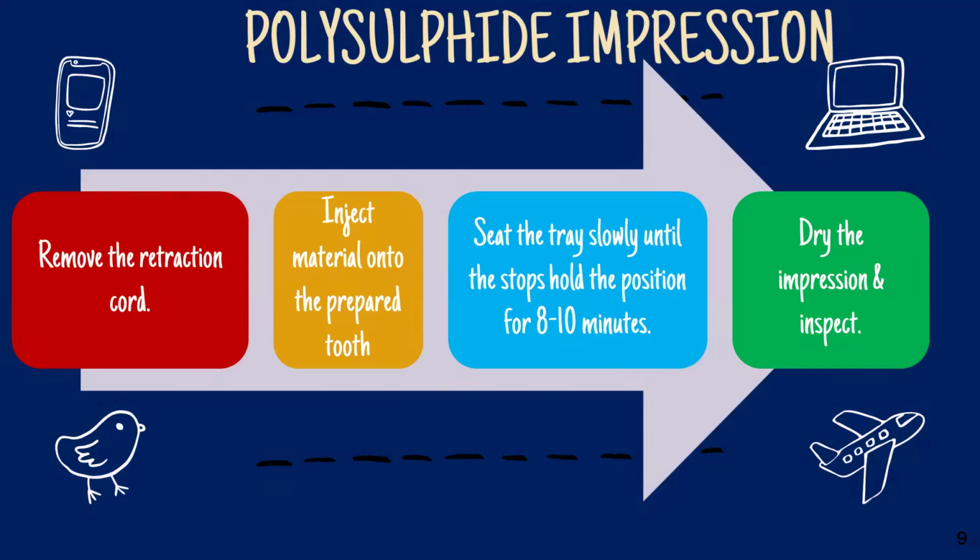Remove the retraction cord and inject the material onto the prepared tooth surface. You seat the impression tray slowly and gently until it stops. Hold the position for about 8 to 10 minutes. Once the impression is fully set, remove the impression, dry the impression, and you can inspect.